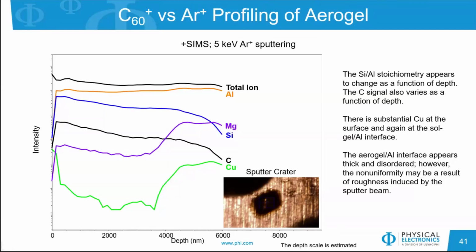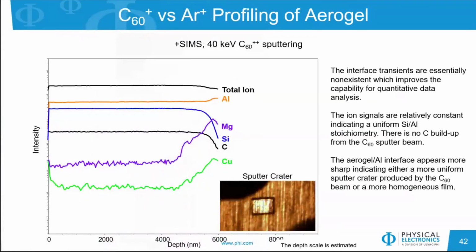So if we looked at it with C60, which has been shown to sputter inorganic and organic materials very well, you can see you get nice uniform flat signals of aluminum, silicon, and carbon. You can see that copper is present at the surface, but then it creeps up towards the interface here. So you get a more uniform depth profile using C60 compared to argon. And looking at the optical image, you can see that the crater is not black, so it's a good sign that there's not any sputter-induced topography. So this looks like it's more representative of the actual sample.